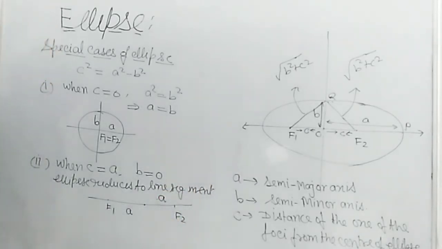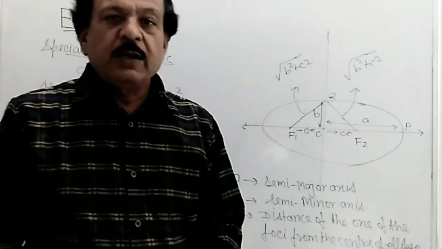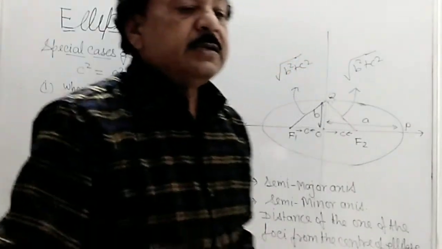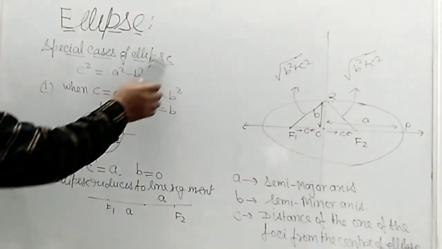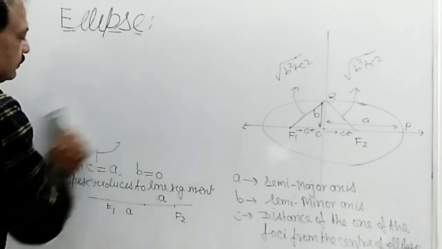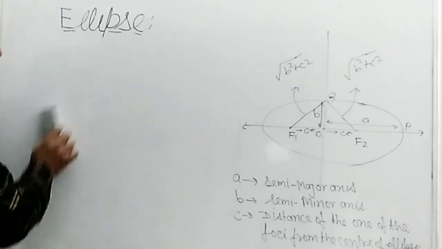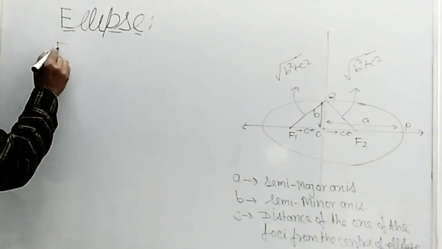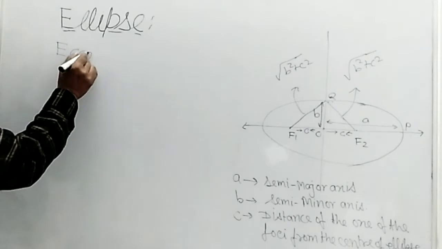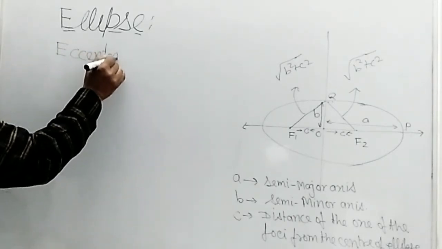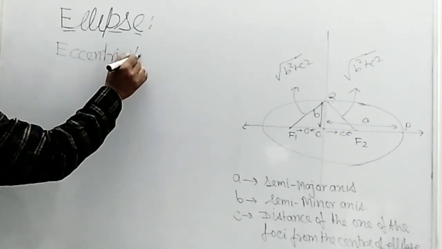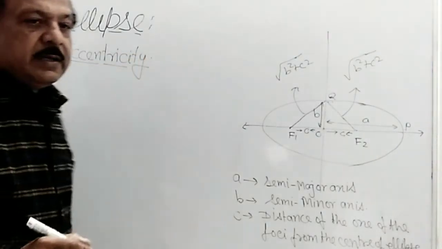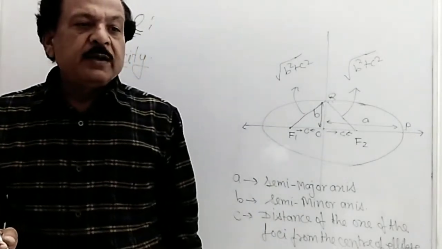Ellipse reduces to line segment. So the ellipse reduces to a line segment. Now let us see what the eccentricity is. What is the eccentricity? Eccentricity.